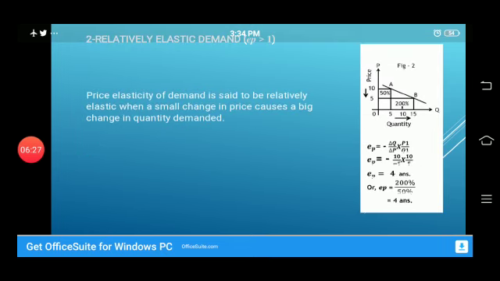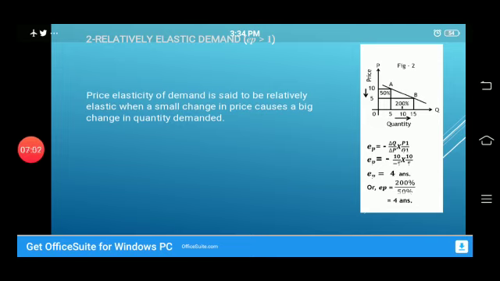Moving forward, the second one is relatively elastic demand. Relatively elastic demand means elasticity is greater than 1. Greater than 1 means there would be more change in quantity demanded. If there is more change in quantity demanded, then there would be a small change in price. We can see in the definition as well, price elasticity of demand is said to be relatively elastic when a small change in price causes a big change in quantity demanded.